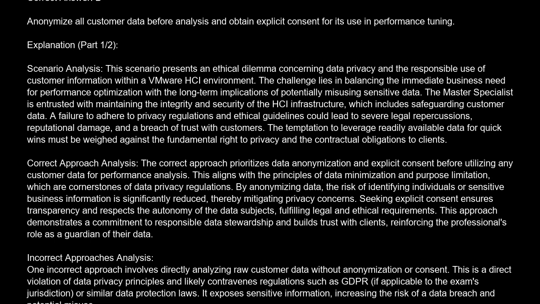Correct approach analysis. The correct approach prioritizes data anonymization and explicit consent before utilizing any customer data for performance analysis. This aligns with the principles of data minimization and purpose limitation, which are cornerstones of data privacy regulations. By anonymizing data, the risk of identifying individuals or sensitive business information is significantly reduced, thereby mitigating privacy concerns. Seeking explicit consent ensures transparency and respects the autonomy of the data subjects, fulfilling legal and ethical requirements. This approach demonstrates a commitment to responsible data stewardship and builds trust with clients, reinforcing the professional's role as a guardian of their data.